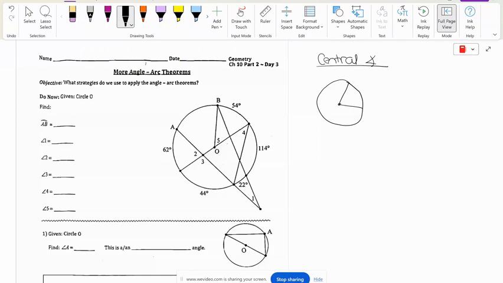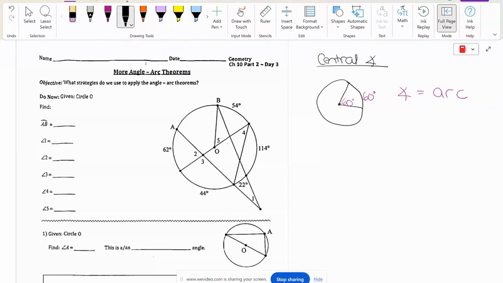the circle. And what do we know about the central angle and the arc that it intercepts? Central angle and the arc are what? The same degree measure. So if this central angle is 60 degrees, then the arc is 60 degrees. If the arc is 60 degrees, then the central angle is 60 degrees. So for central angle, we know angle is equal to the arc.